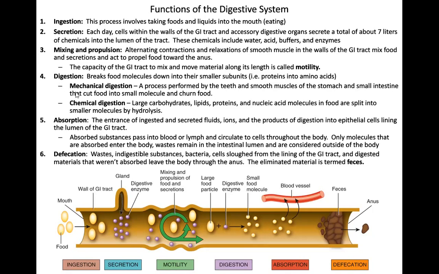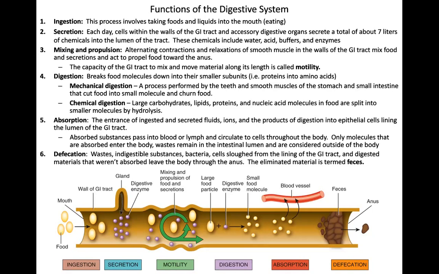Okay. The third function of a digestive system is mixing and propulsion. Mixing and propulsion is done through alternating contraction and relaxation of the smooth muscles in the walls of our tract, which helps mix the food and secretions and helps to propel the food toward the anus. The capacity of our GI tract to mix and move material along its length is called motility.